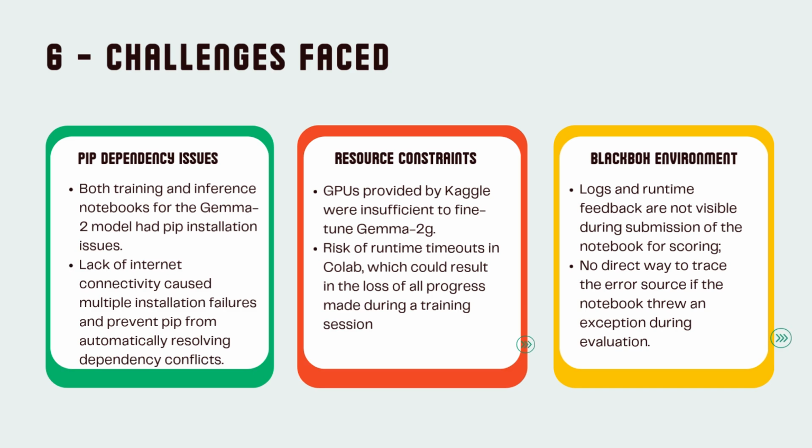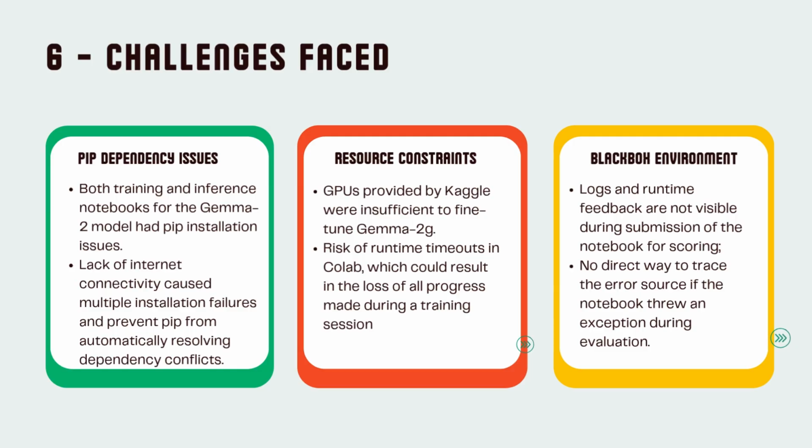The next major challenge we faced was computational resource constraint. Fine-tuning a large language model is highly time-consuming, with each training iteration taking several hours. We had to rely on Google Colab's paid subscription tiers to access the A100 GPU. However, this introduced another challenge, which is the risk of runtime timeout in Colab, which could result in the loss of all the progress made during the training session. Through testing, we determined that a safe training duration in Colab was within 4 to 5 hours.